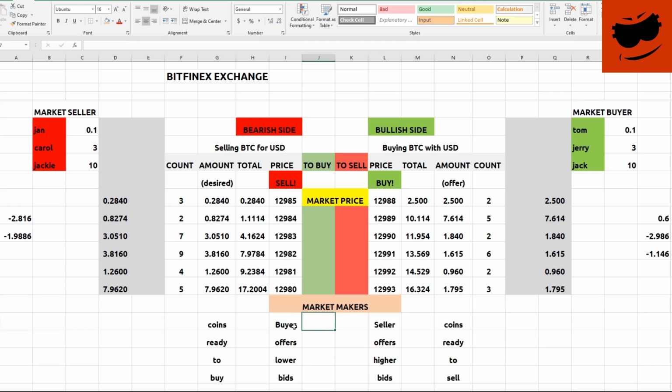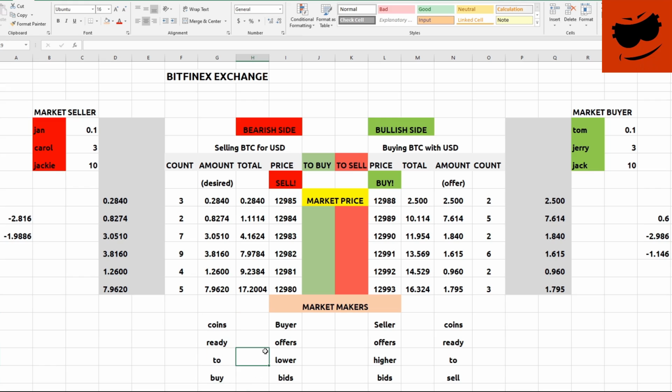And so as you can read here, I wrote: buyer offers lower bids and a seller offers higher bids to be able to get a good deal. These coins here are the coins that are ready to sell, and this is the amount of coins that someone is willing to purchase.